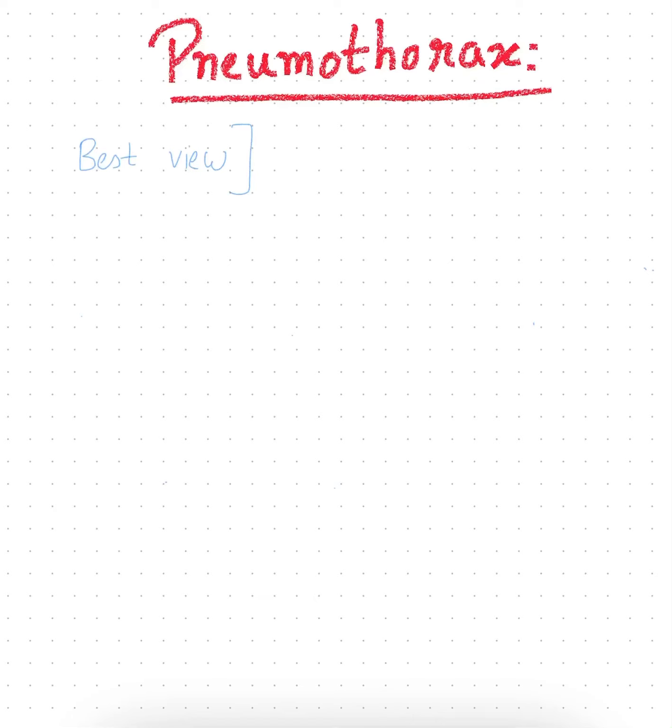In this video, we will discuss pneumothorax. So basically, pneumothorax means entry of air inside the pleural cavity. To obtain a good picture, the best view is the PA view in expiration. So a full expiratory film is important to get the best picture of pneumothorax.